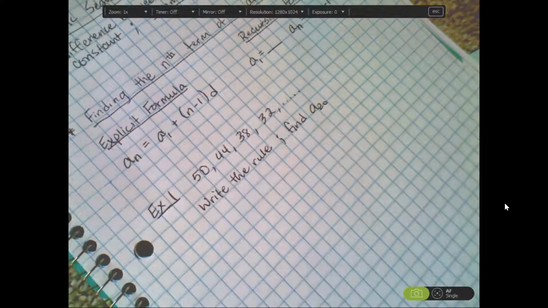Now this is kind of generic. It just says write the rule. It doesn't really say which one we're supposed to do. Most of the time, textbooks and things will have you looking for the explicit formula. We're actually going to do both. But we're going to start with the explicit formula.